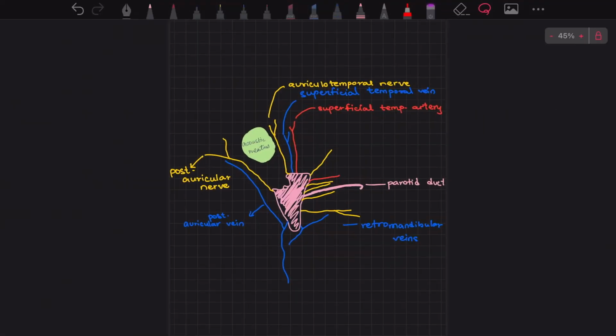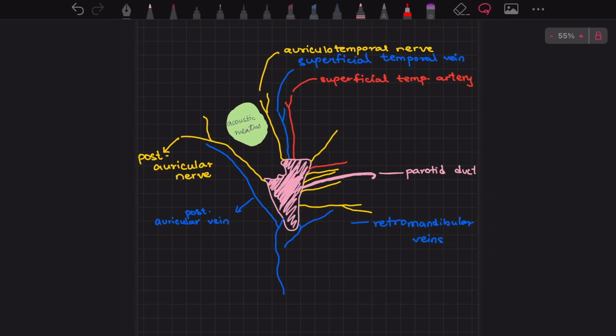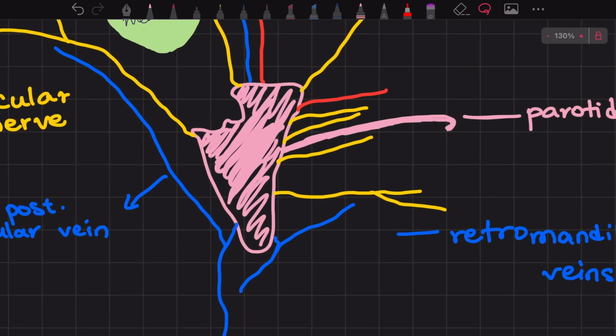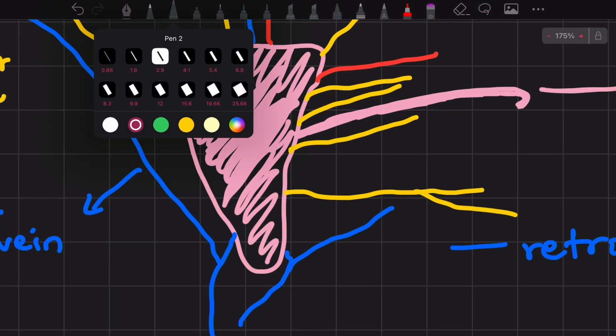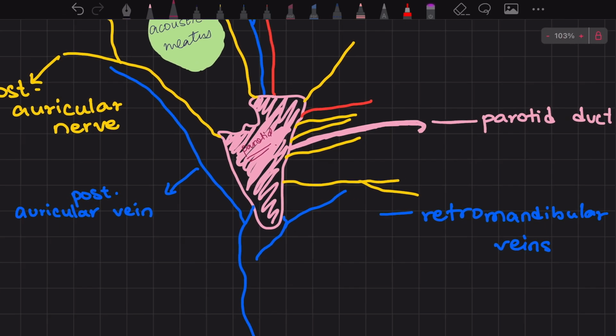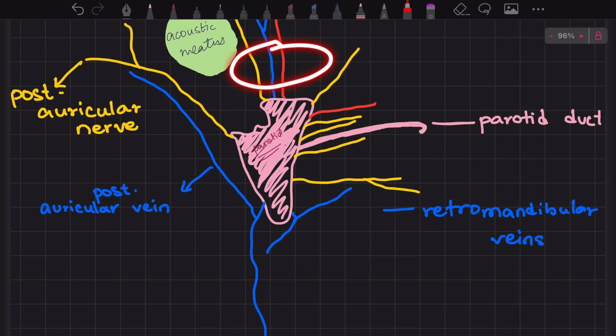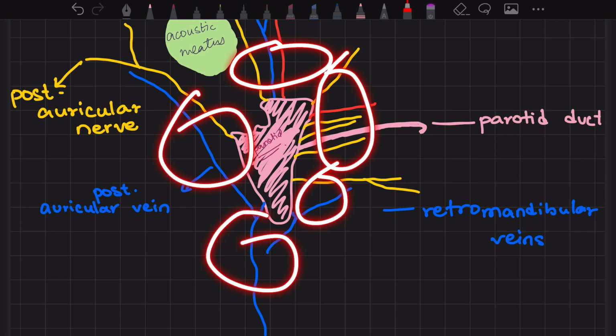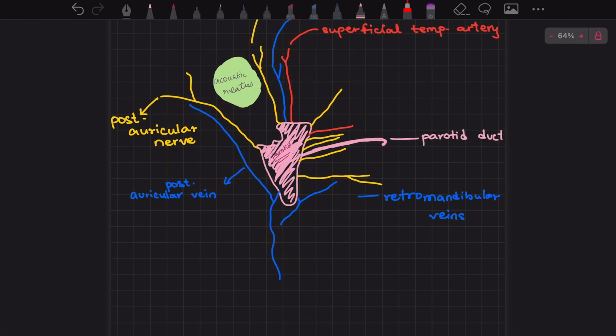Everyone. So today in this video I will be explaining all the structures that emerge at the periphery of the parotid gland. What we see here is the parotid gland. These are the structures that emerge from it. What do we have in these structures? These structures include arteries, veins and nerves.